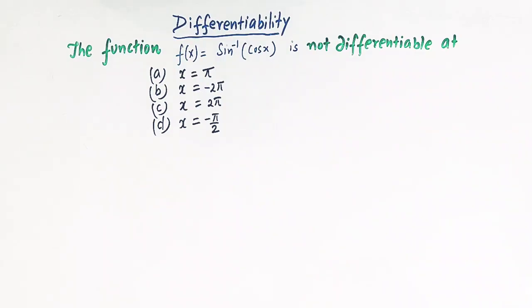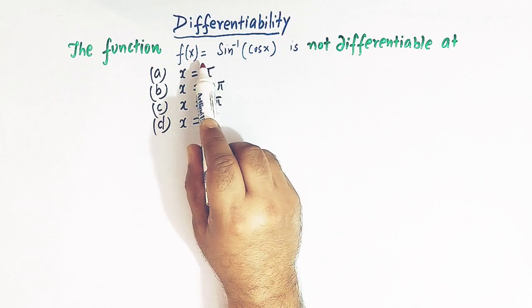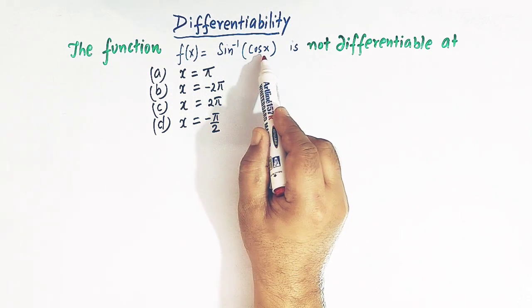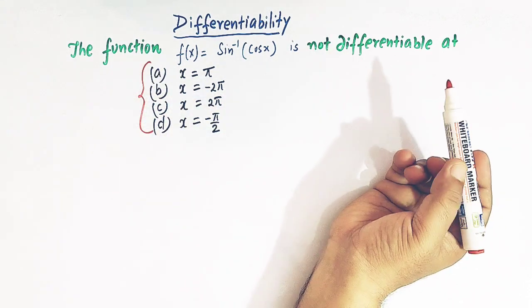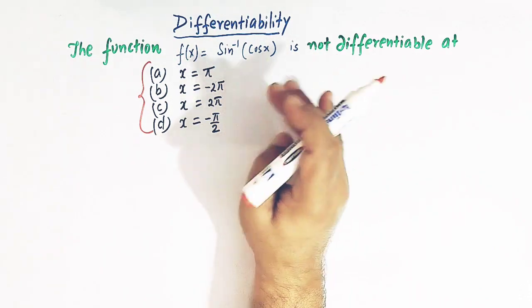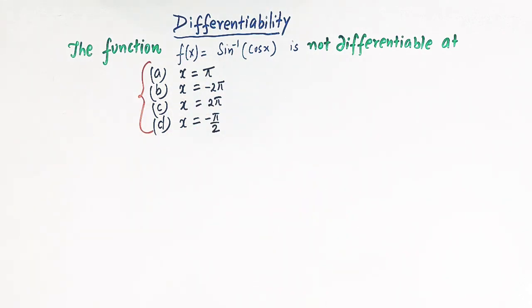Hello viewers, in today's class we are going to discuss one important and conceptual problem from differentiability of functions. Here we are going to solve one multiple choice question which goes like this. We are given the function f of x equal to sine inverse cosine x, which is not differentiable at, and here we are given four options. We have to see at which points this function is not differentiable.